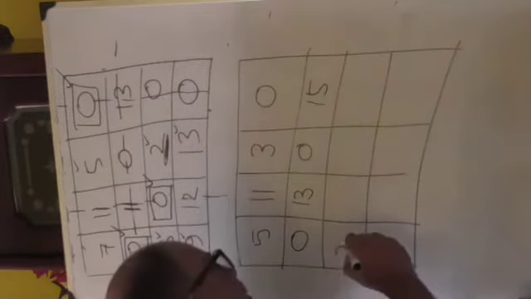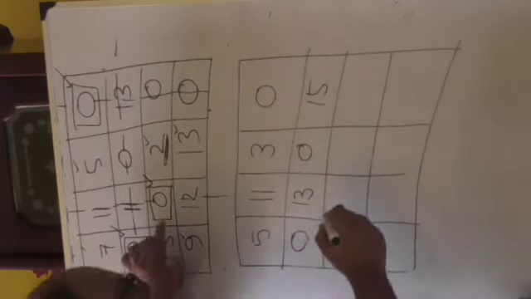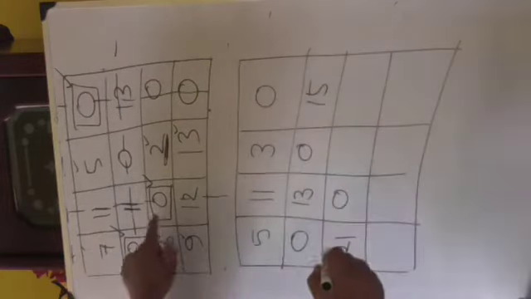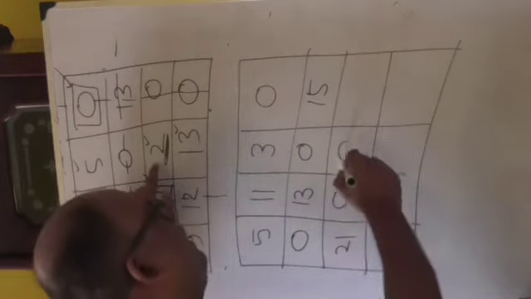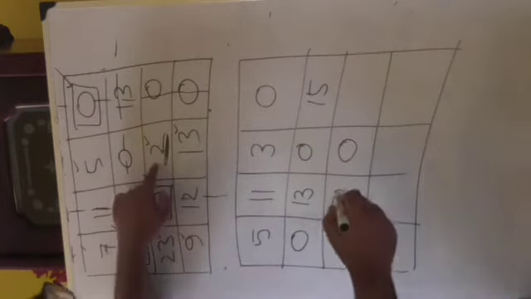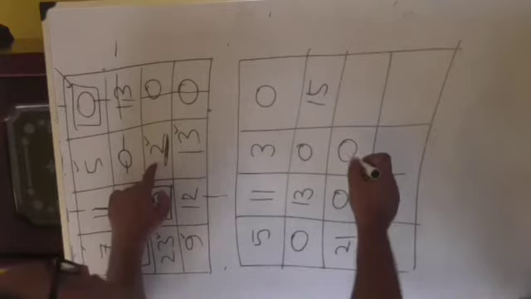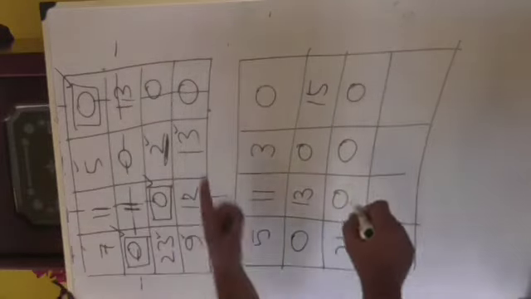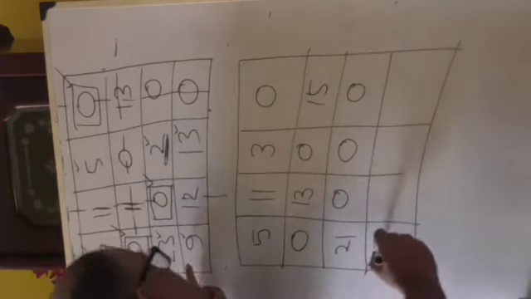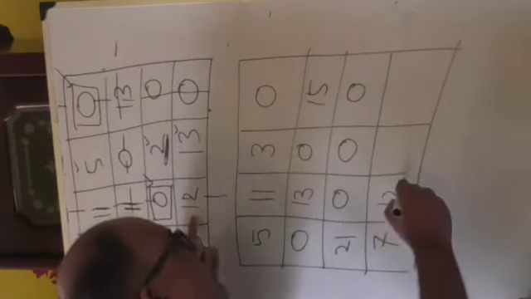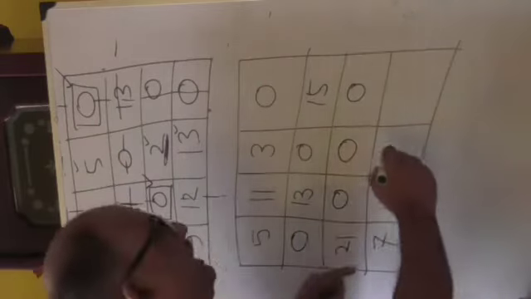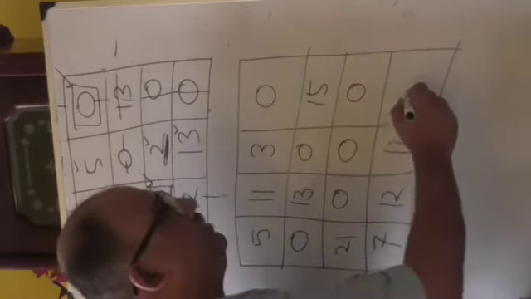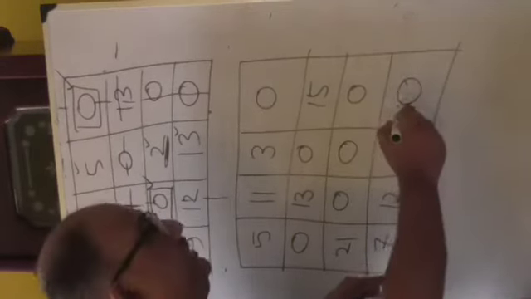Then 23 becomes 21 because it is not blocked. 0 remains unchanged because it is blocked once. 2 becomes 0 because it is not blocked, so we are subtracting 2 from 2, it gives you 0. And this becomes 0 because it is blocked once. 9 becomes 7. 12 remains 12 because it is blocked once. 13 becomes 11 and 0 remains 0.